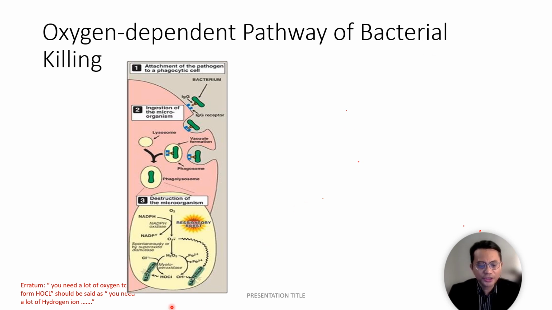By the way, let me mention that during this process, the environment here is acidic. The pH is low because the protons are being pumped into the membrane of the phagosome so that there will be more production of hypochlorous acid, because you need a lot of oxygen to produce hypochlorous acid. Okay, so that's it. Oh, by the way, let me just go ahead and summarize here.